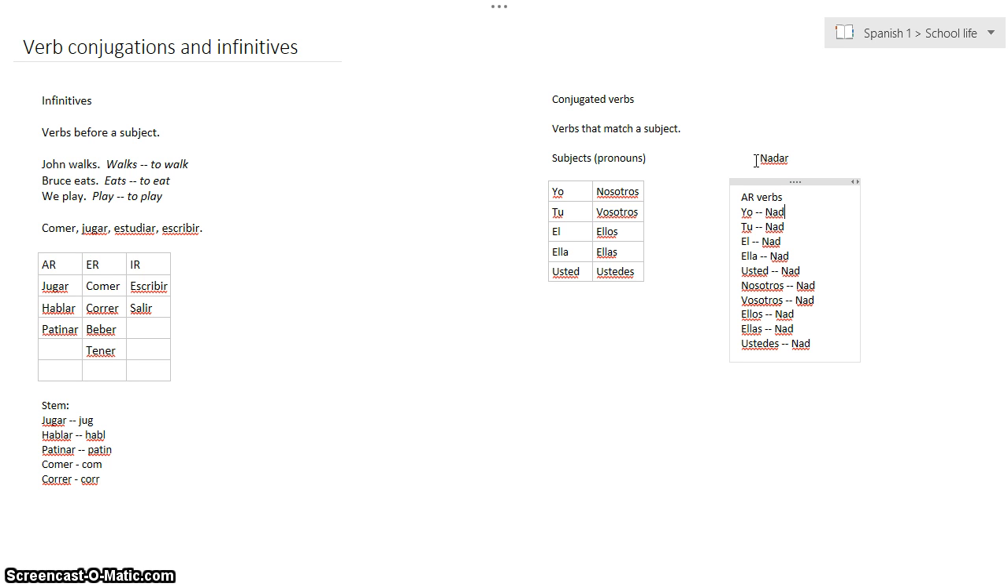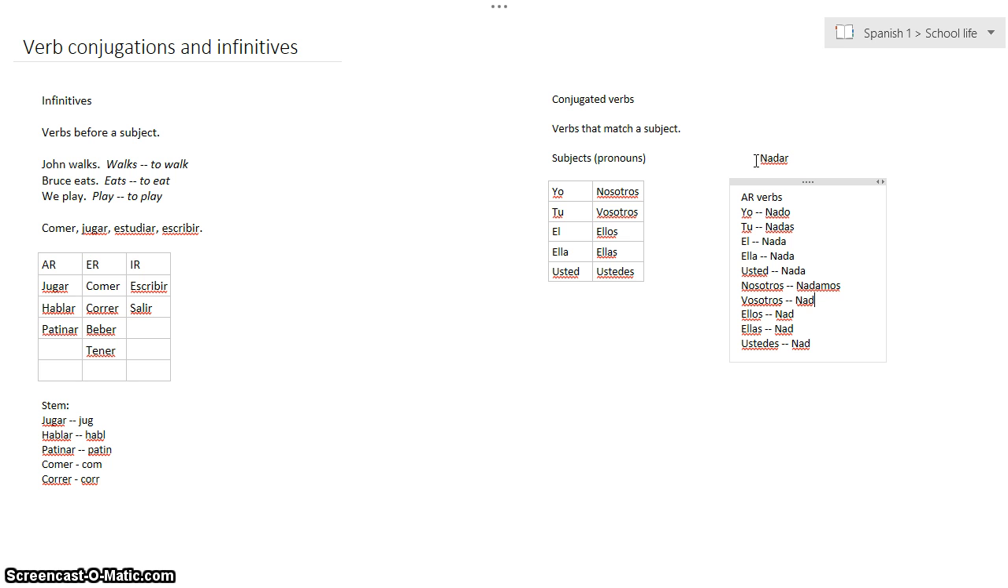So for yo forms, we're always going to add that same ending. For yo forms, we're going to add the letter O. So now we have yo nado. For tú forms, we're going to add the letters AS. Now we have tú nadas. For él, ella, and usted forms, we're going to add the same letter, which is A. Él, ella, usted, nada.